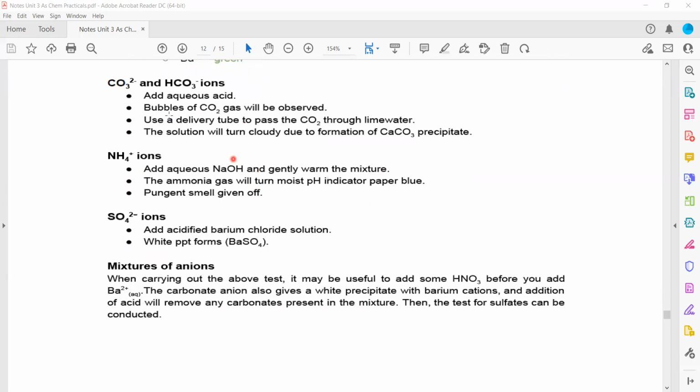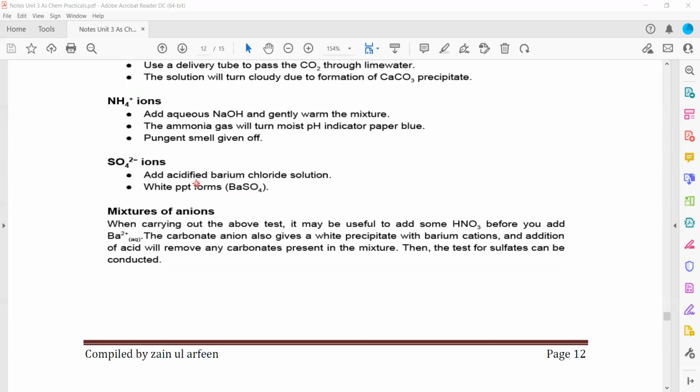If you want to test the carbonate or hydrogen carbonate ion, we can add an acid and observe bubbles or fizz. We can pass the gas given off through lime water, and the lime water will turn milky because of the formation of calcium carbonate. If we want to test the ammonium ion, we add sodium hydroxide and heat it gently. A pungent gas is given off which will turn damp red litmus blue, showing that the ion present is ammonium and the gas given off is ammonia.